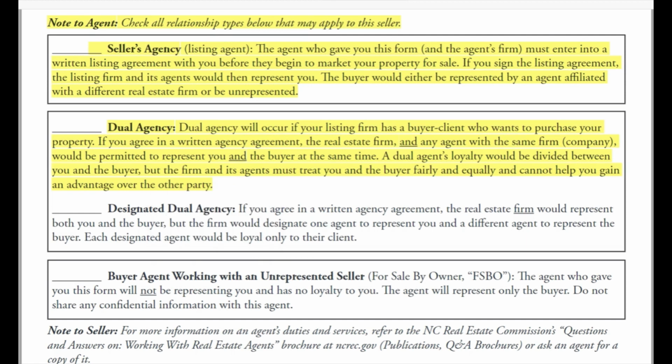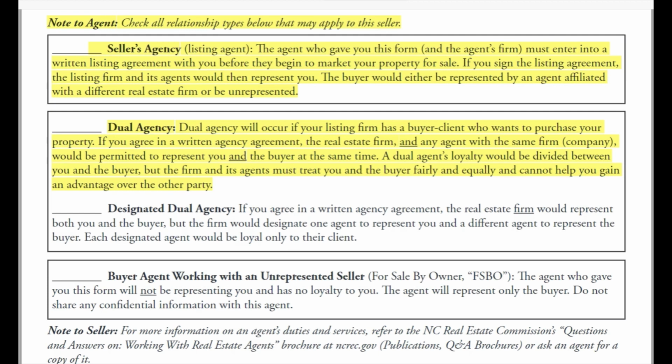Now we're on dual agency. So dual agency will occur if your listing firm has a buyer client who wants to purchase your property. If you agree in a written agency agreement, the real estate firm and any agent with the same firm company would be permitted to represent you and the buyer at the same time.